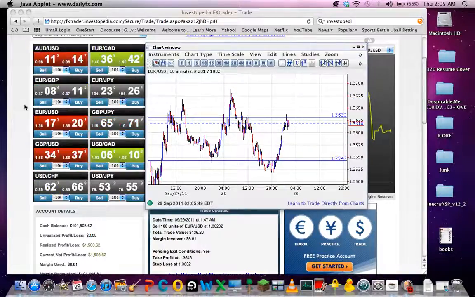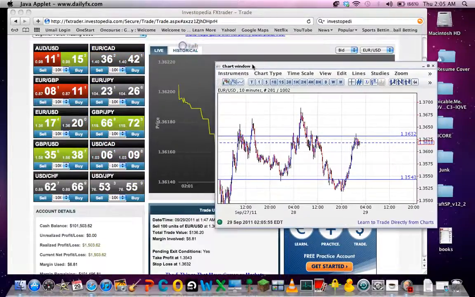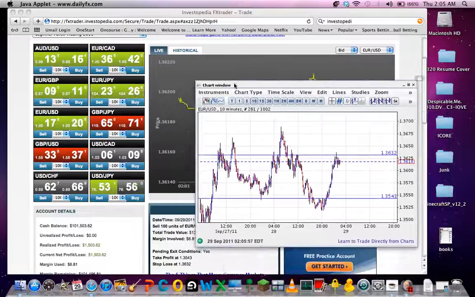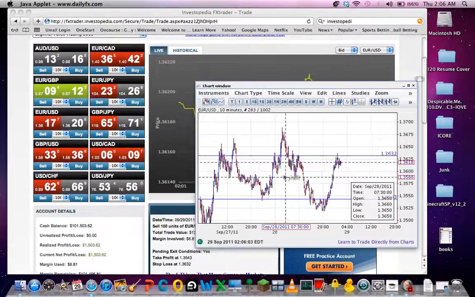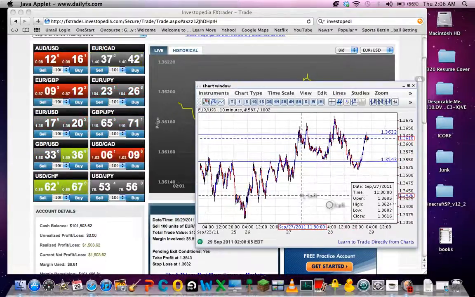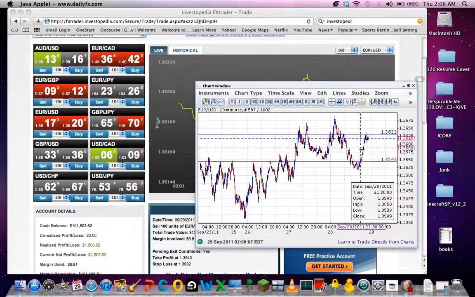So that's pretty much the basics of Forex, the very, very basics. I know I left out a lot of things, but I just wanted to show you guys what a basic trade looks like, what people basically look for when they're trying to make a trade. It's all about charts, really. You want to look at a trend and try to mimic that trend.